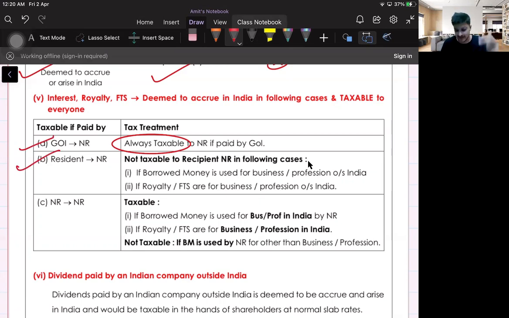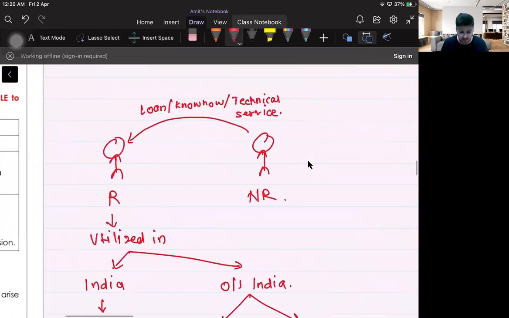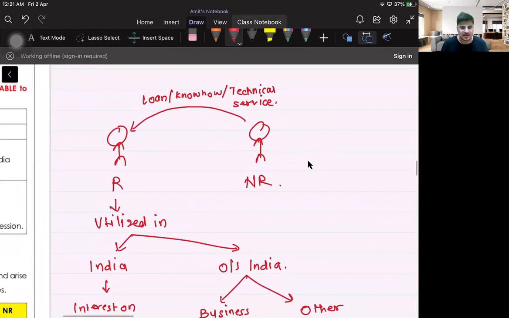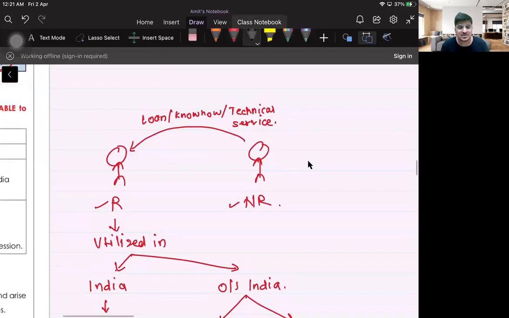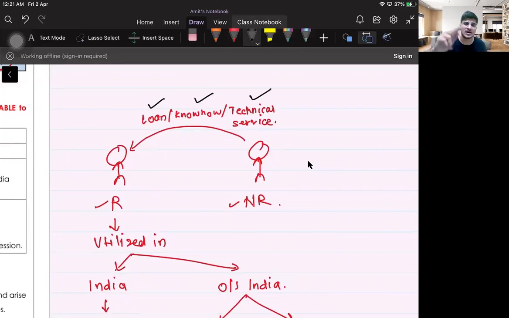What? Interest, royalty and FTS. We'll understand this with the help of this example. There is one resident here and one non-resident here. The non-resident is providing a loan, know-how, or technical service to a resident person. Now, can I say that for taking the services of know-how or technical service, or taking a loan, the resident will have to pay a certain amount of money to the non-resident?